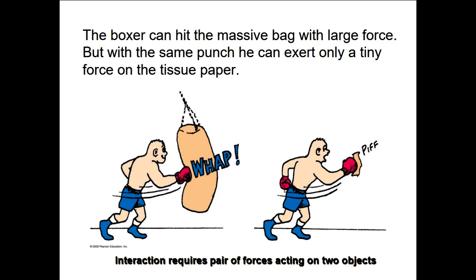On the left picture, there is a man, a boxer, hits a massive bag. Now this boxer can hit the massive bag with a large force. But if you look at the picture on the right, the same boxer cannot hit a tissue paper very hard with the same force as on the left picture. Why?